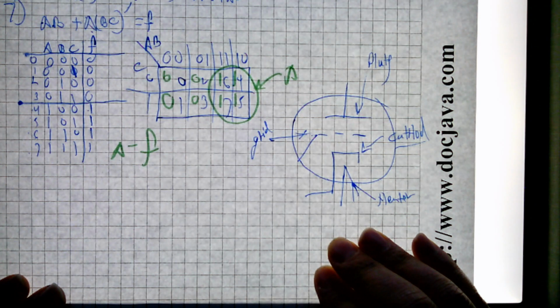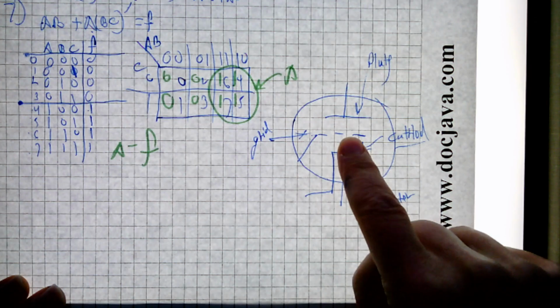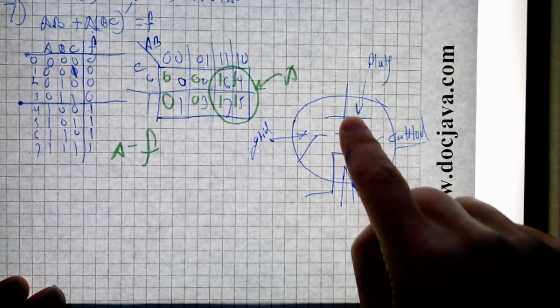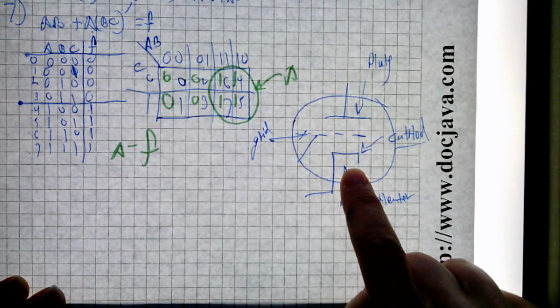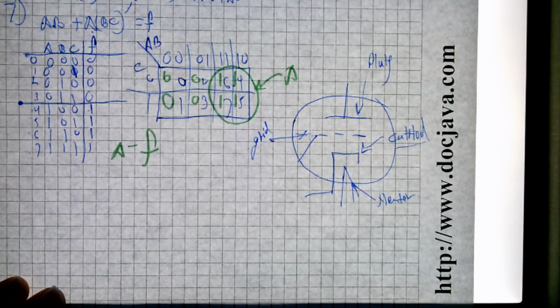is showing a 3-element vacuum tube. The 3 elements are the cathode, the grid, and the plate. Because there are 3 elements, it's called a triode. If there were only 2 elements, no grid, we would call it a diode.